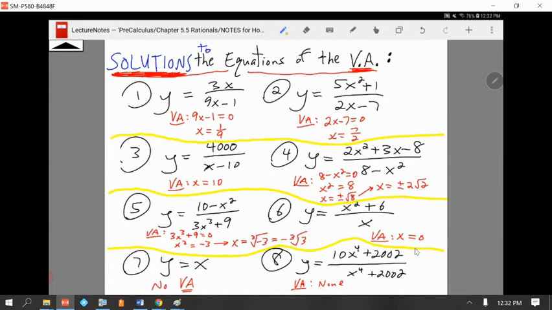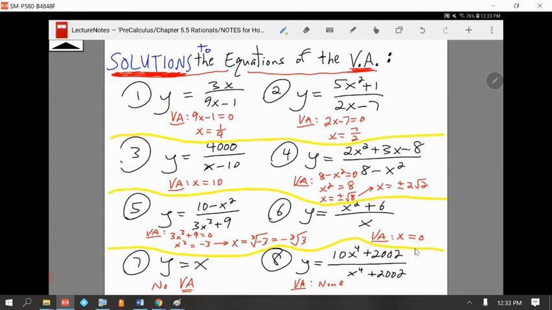So there isn't any common factors that cancel out. None of these were engineered to have holes in them. Okay, but there are some vertical asymptotes here. On number 1, you set the denominator equal to 0. You add 1, divide by 9. X equals 1/9.